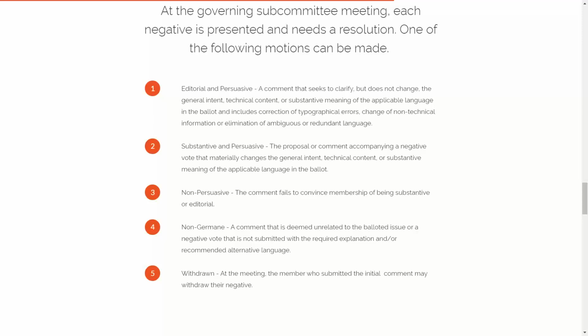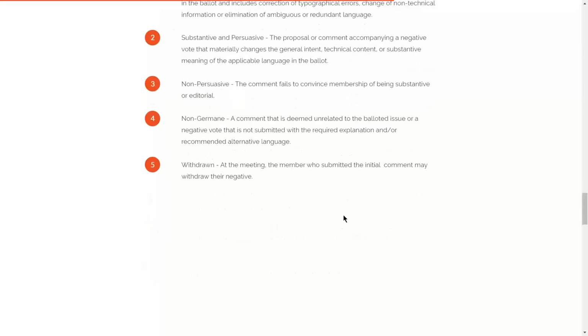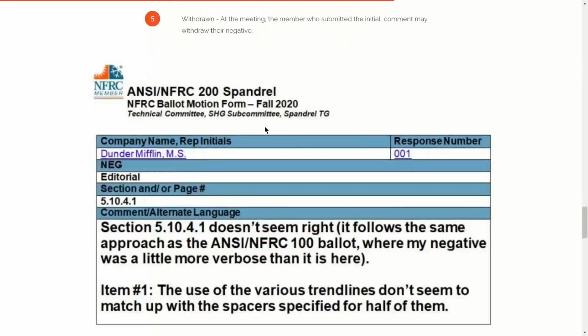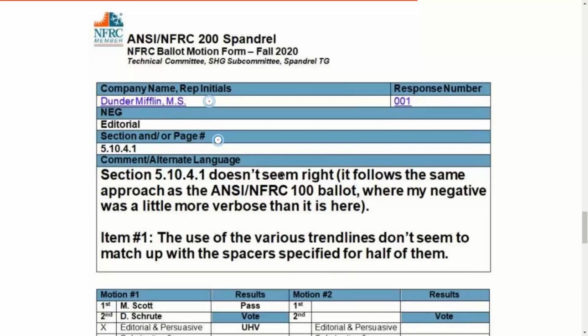So I've been talking about making motions and handling the negatives, and I think it's the right time to look at how we actually witness this happening. And this is how this happens at the meeting, and we do this by using a motion form. I'm going to scroll down here to the motion form. And this is a new form we just put out for this meeting.